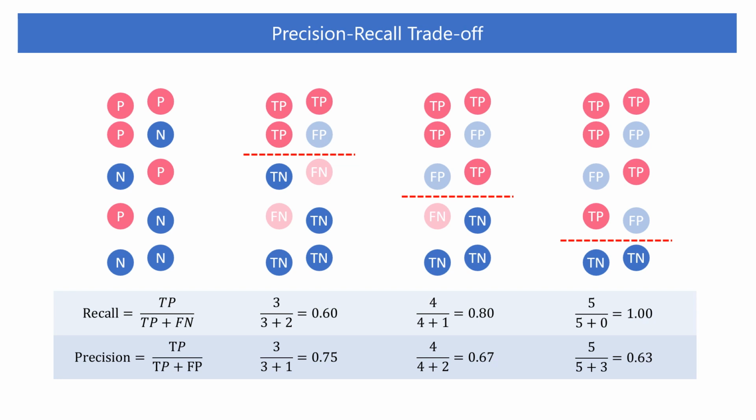This trade-off occurs because if the model is more likely to classify each case as positive, false negatives will decrease and recall will increase, but false positives will increase and precision will decrease. Conversely, if the model is more likely to classify each case as negative, false positives will decrease and precision will increase, but false negatives will increase and thus recall will decrease.